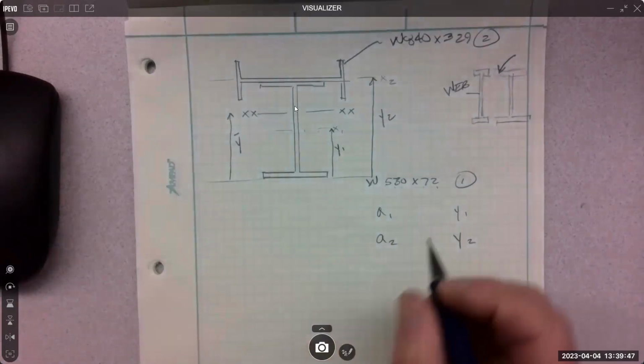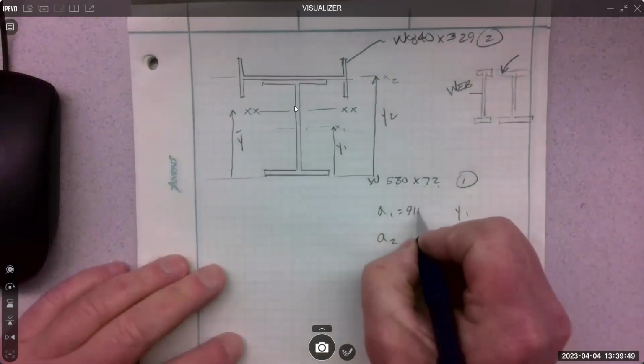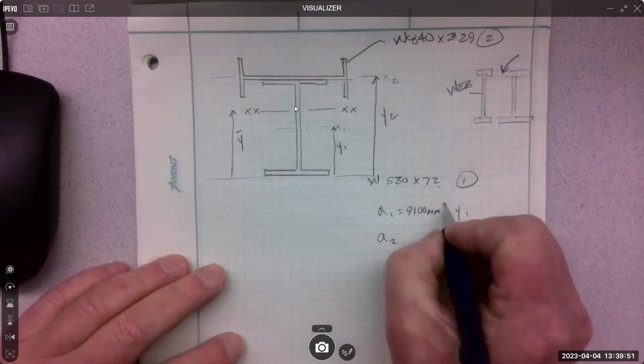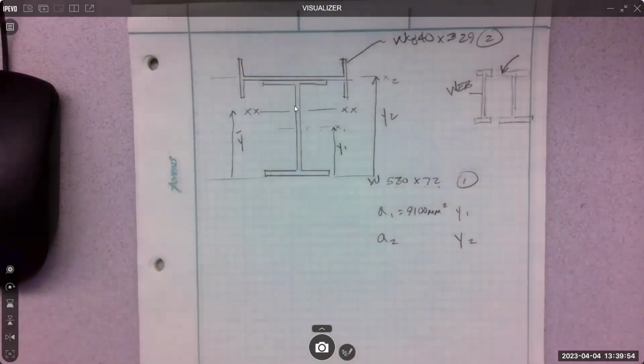9,100 millimeters squared. And for exams or quizzes or anything, if you need these, I'll have these attached to the quiz, so you don't have to get your ebook out if you don't want to.